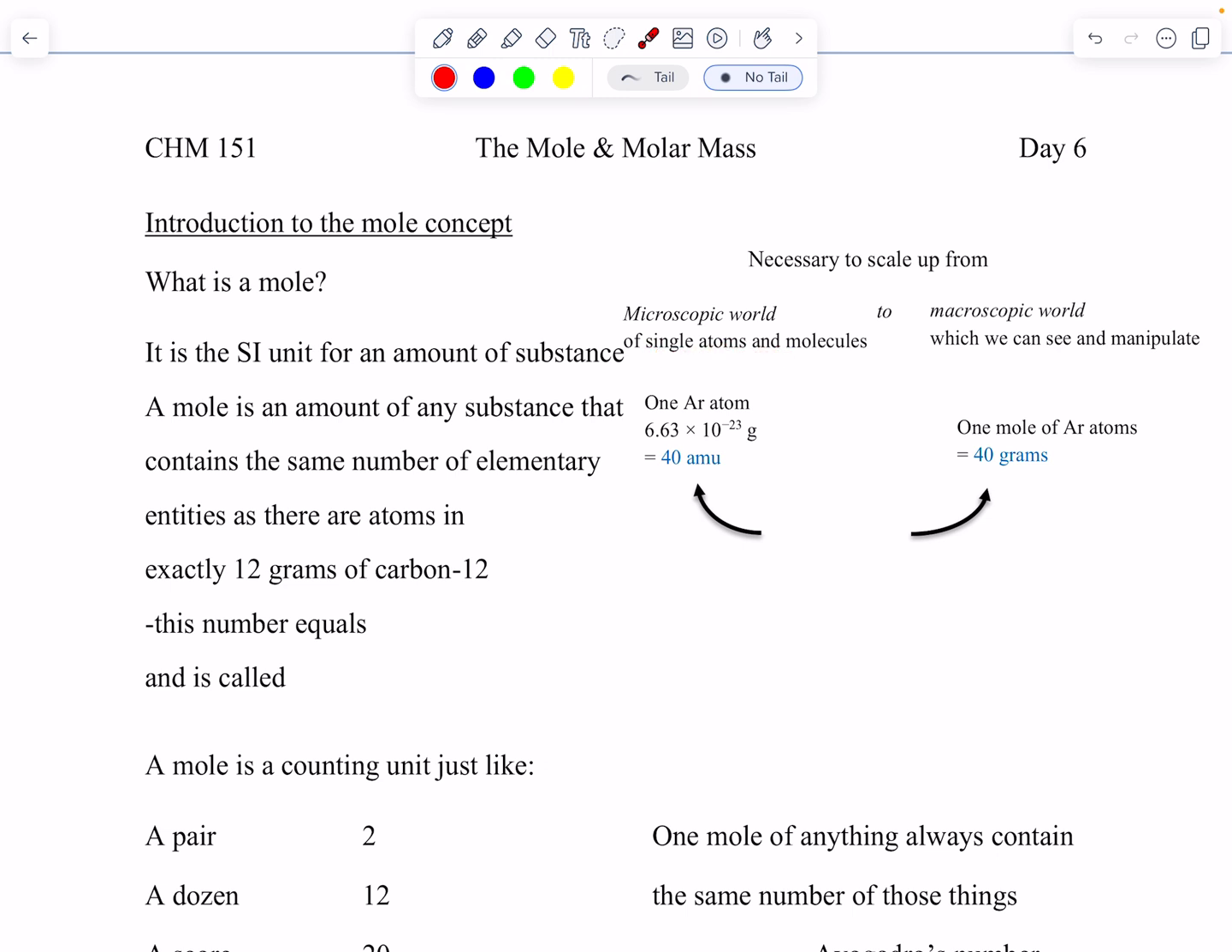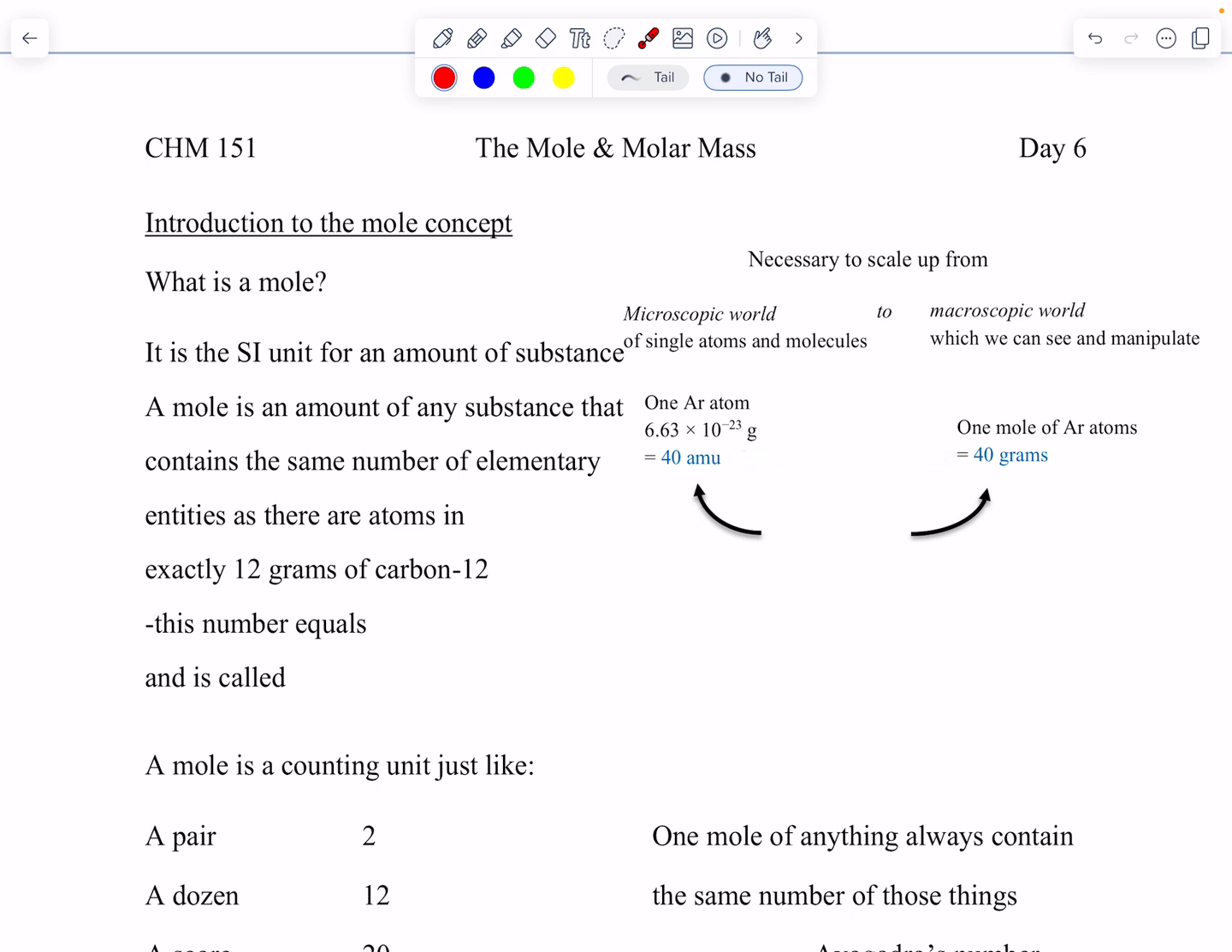Since we can't see one argon atom that weighs 6.63 times 10 to the negative 23rd grams, we needed to see 1 mole of argon atoms, which is 40 grams. We can see 40 grams of things. We can see 40 milligrams of things, right? But 40 AMU, we cannot see. Now notice this 40 AMU is the same number on the periodic table as the 40 grams.